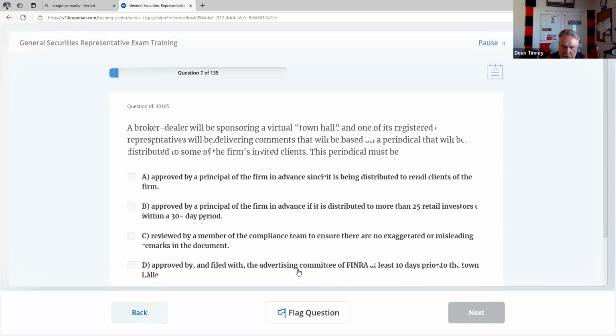A broker dealer sponsors a virtual town hall. Virtual means it's going to be online. One of its registered reps will be delivering comments based on the periodical that will be distributed to some of the firm's invited clients. So what I like to do is make up the scenario a little more particular. I'm going to say it's The Economist, and The Economist has an essay they wrote on America's economy being the best in the world, and I'm not going to be commenting on that as a registered representative.